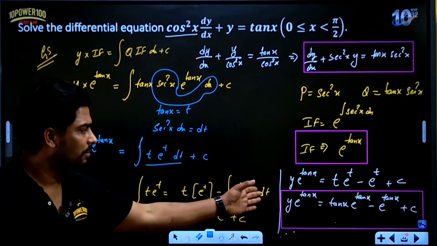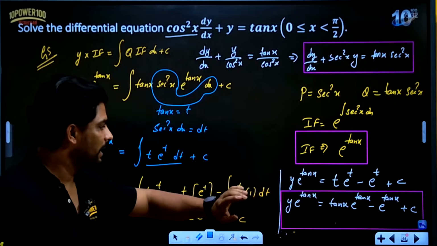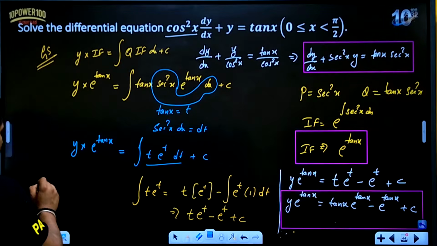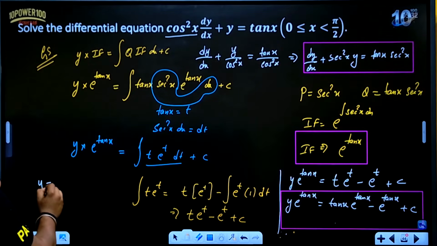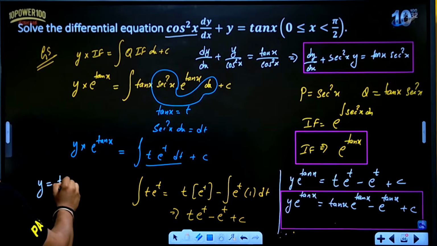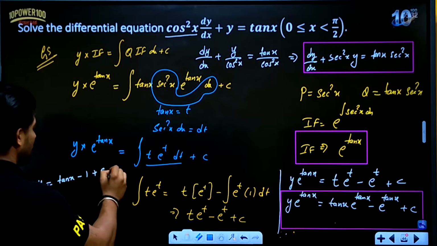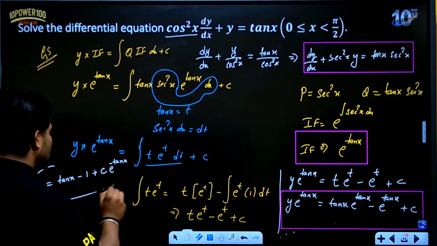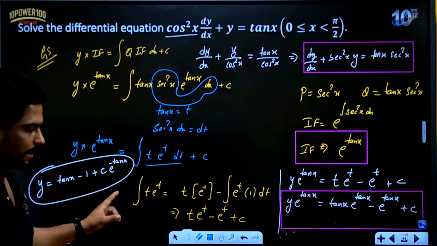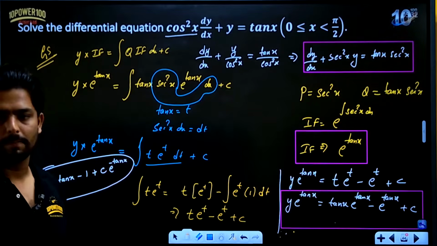We can take tan x common and divide each term by e to the power tan x, but in the end you have to write like this. So now if you divide every term by e to the power tan x, you get this much. y is equal to tan x minus 1 plus c e to the power minus tan x. Okay, if you don't know this, don't attempt it, you will just lose marks. It's better you stop it here. This is more than enough.